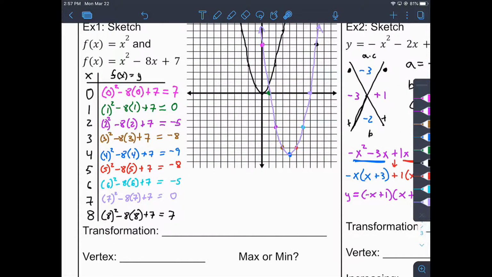We could say, first off, that it translated up 7 units.